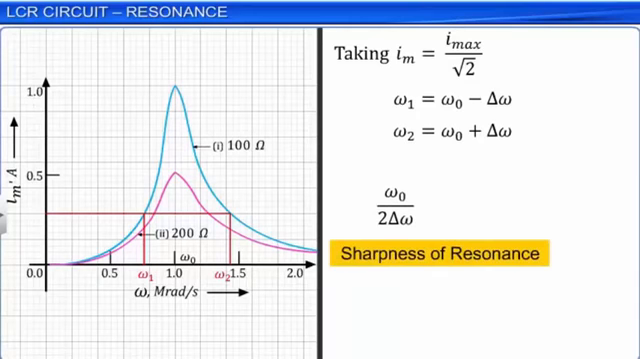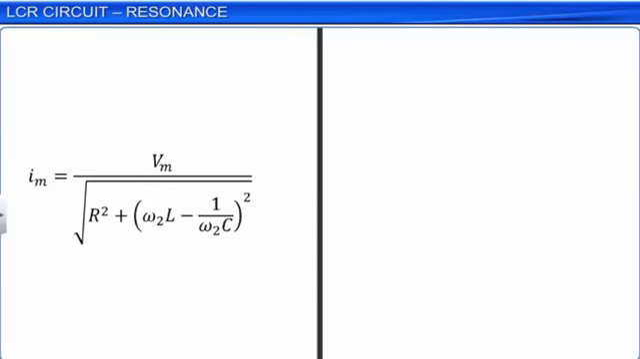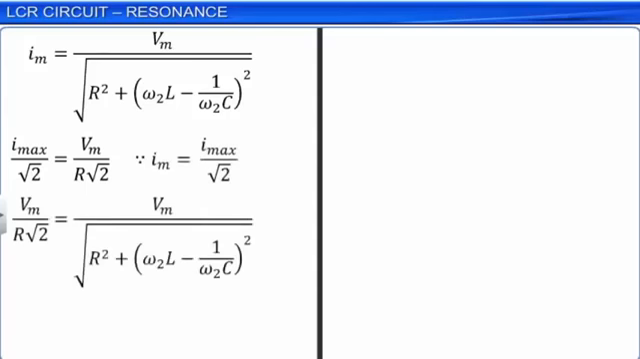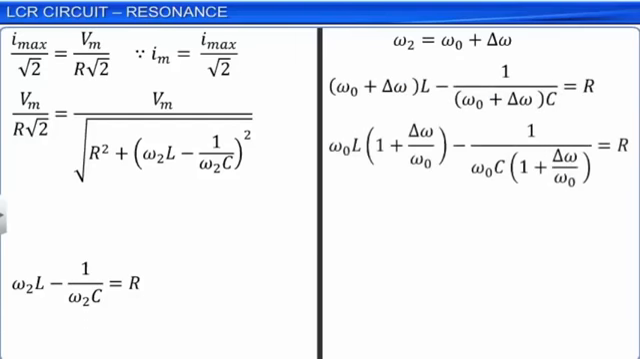Let us now calculate the value of delta omega using equation 1 for the angular frequency omega 2. Since amplitude of current is 1 by root 2 times the maximum current at resonance, we get I max by root 2 is equal to Vm by R into root 2. On simplifying, we get omega 2 L minus 1 by omega 2 C is equal to R. Substituting the value of omega 2 equal to omega naught plus delta omega in this equation, and simplifying, we get equation 3 as shown.